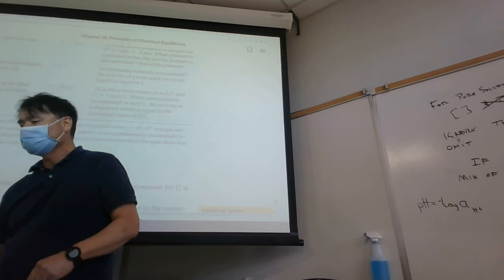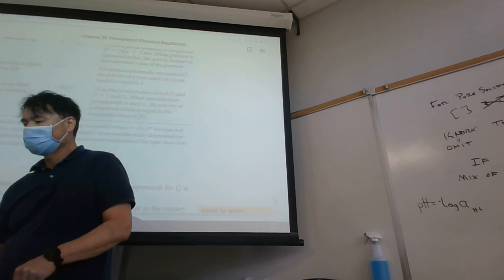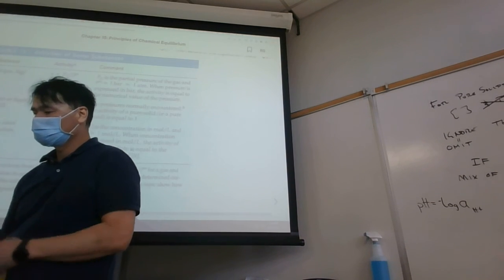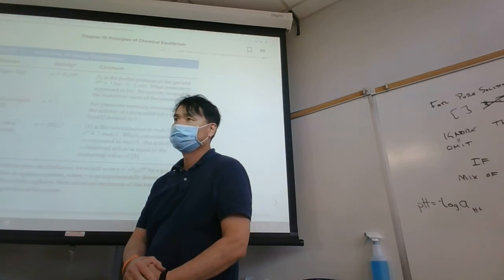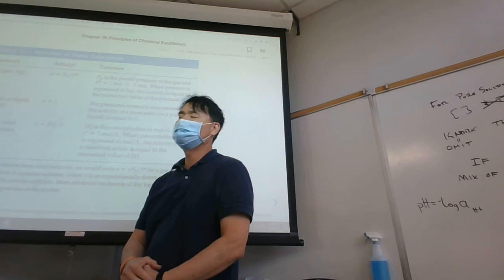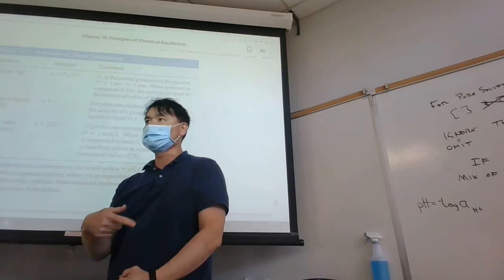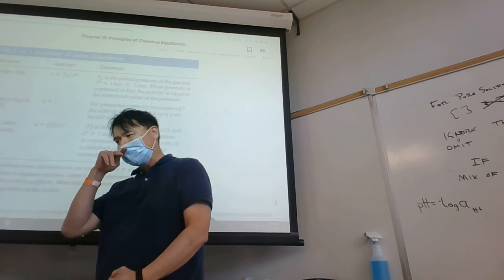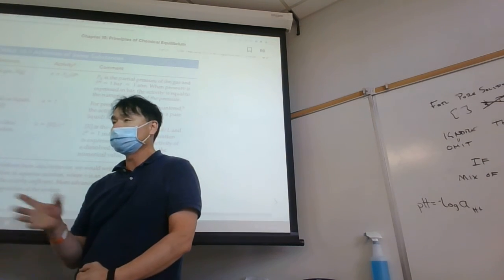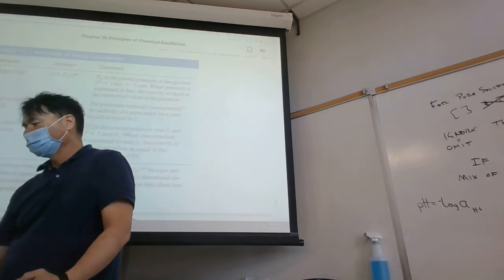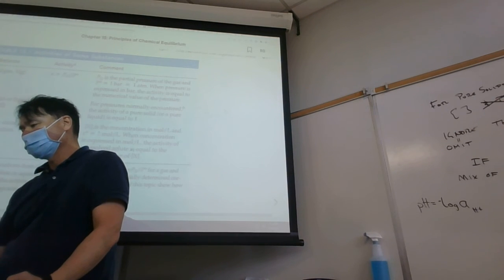Since the activity for pure solids and liquids is equal to 1, is that why we just omit it? Yeah, that's why I omitted it. We aren't really omitting it. It's really there. It's just 1. Activities also have no units. They're dimensionless. So that's why we don't worry about it at all.